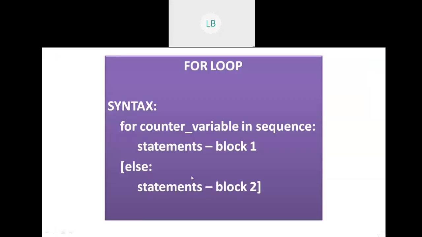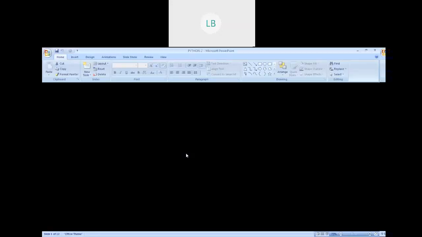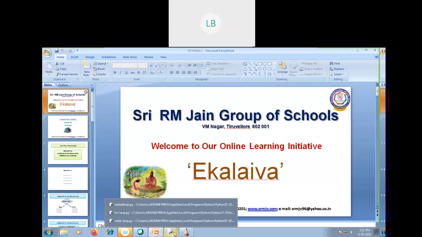This is the syntax of the for loop. For counter variable in sequence. This counter variable, this control variable, will get the values from the sequence. And for these values, this block 1 will be executed. And here also you have an else block, this is optional. Let us see an example.